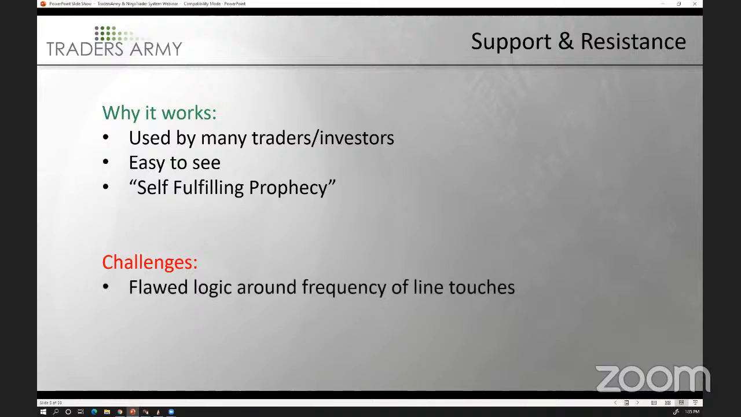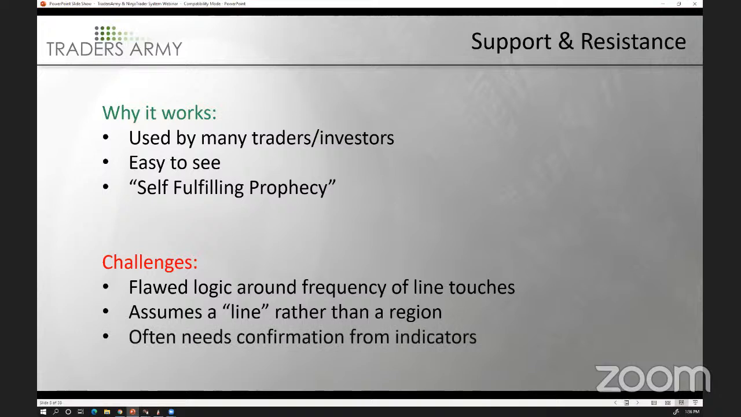So anything that we could do to not be trapped is going to be critical. So I have some areas around that. The challenges are there's flawed logic around the frequency of the line touches. It assumes a line in the sand, rather than an area where we want to buy or sell. And I can promise you that no one in the world knows to the penny where prices are going to stop going one way and turn the opposite.